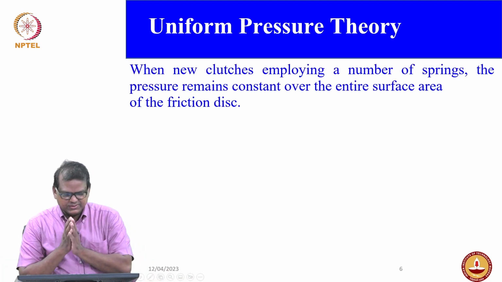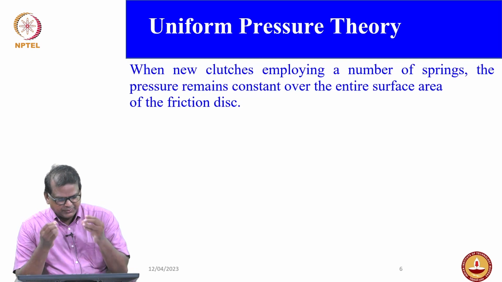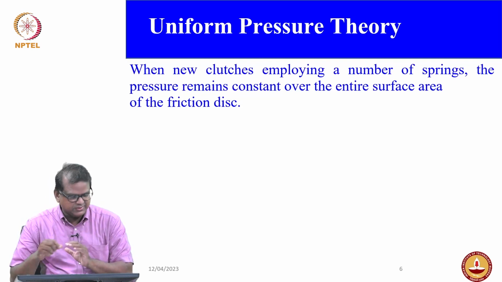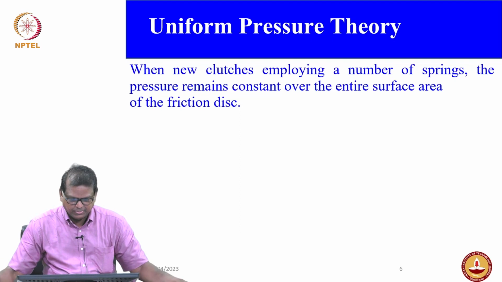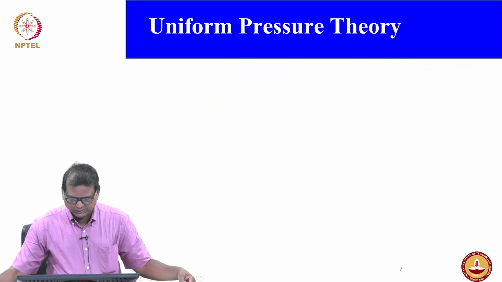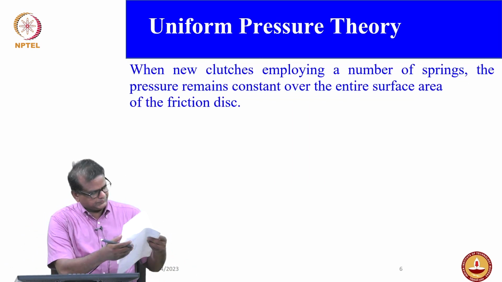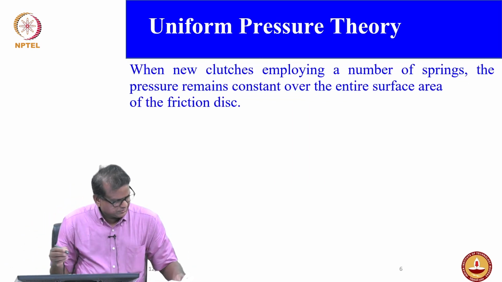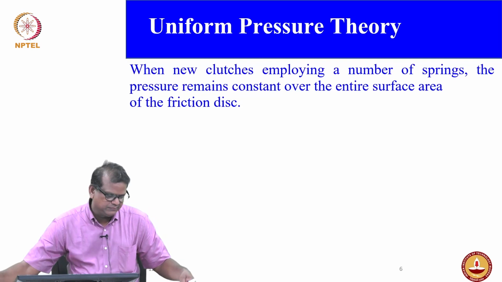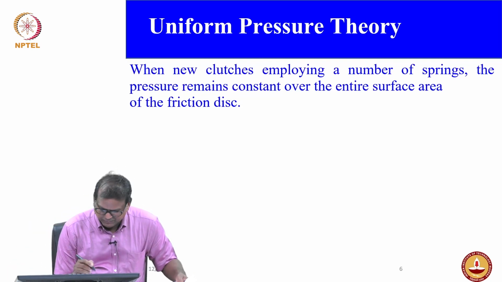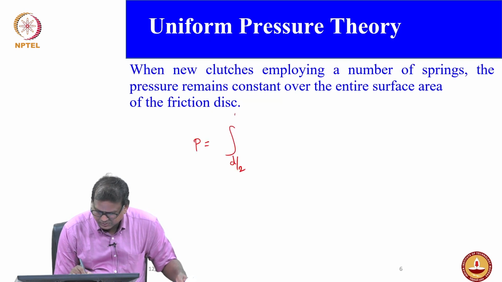And when new clutches employ a number of springs, the pressure remains constant over the entire surface area of the friction force. So then what is happening to the torque? That's what we are going to do. First we need to find out the load. The basic equation we know is load equal to pressure times 2 pi r dr. This is the equation we have.